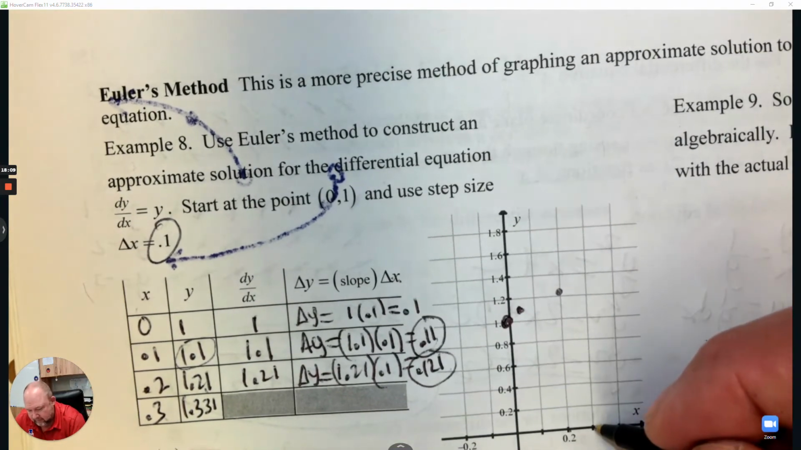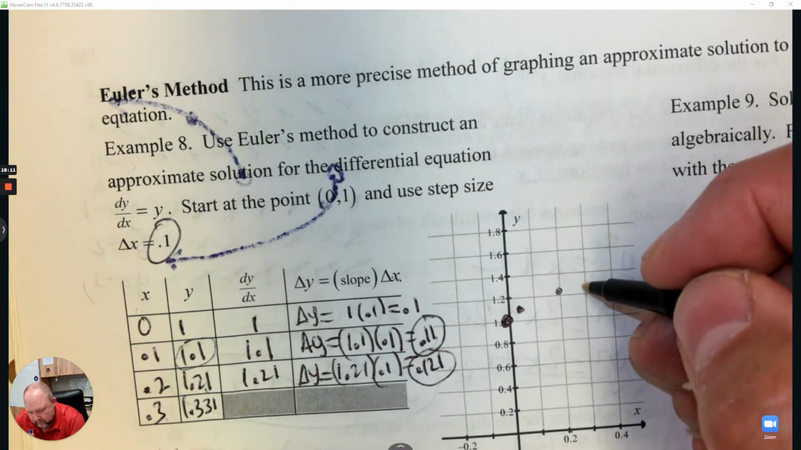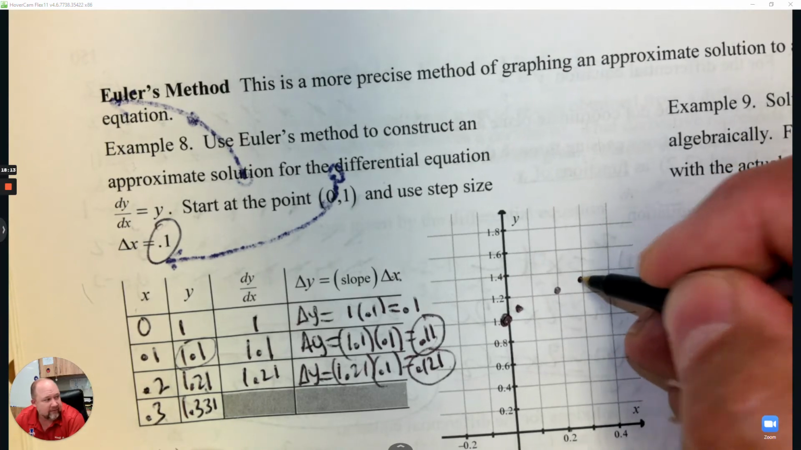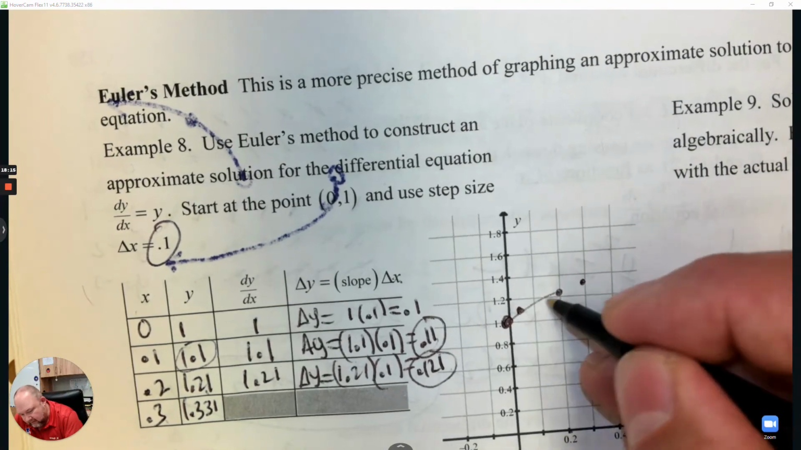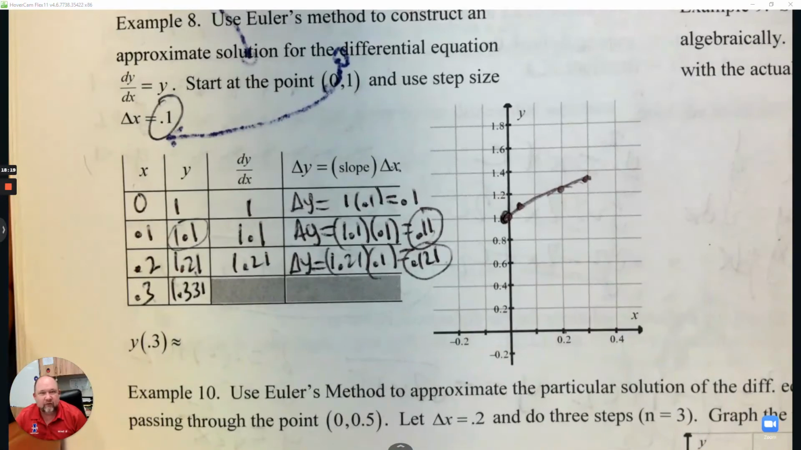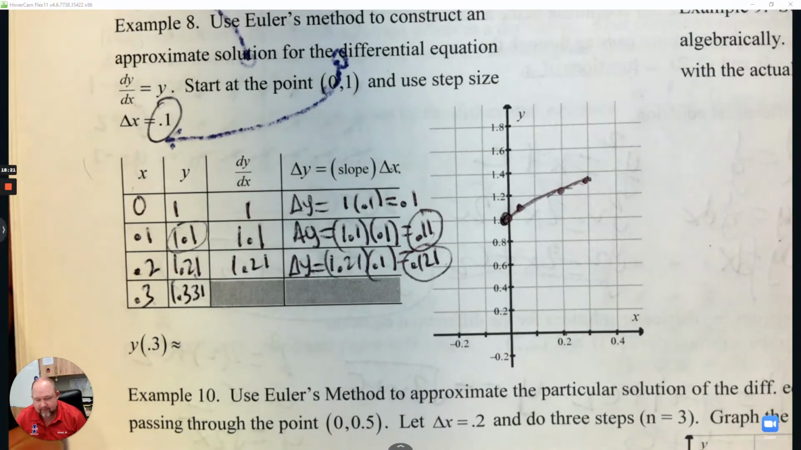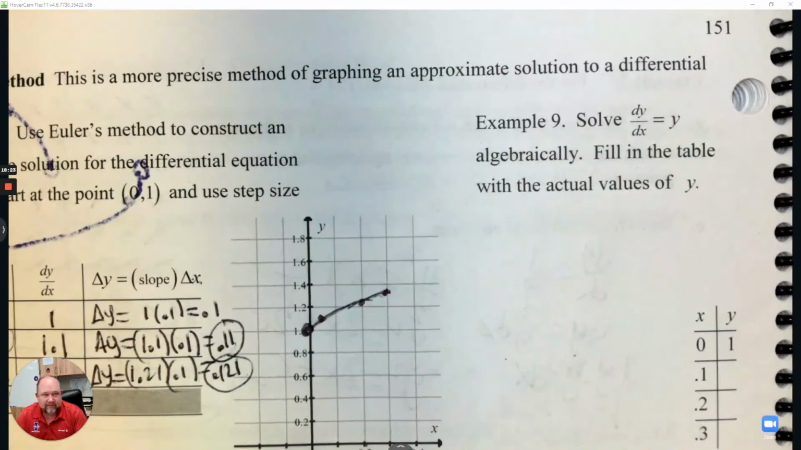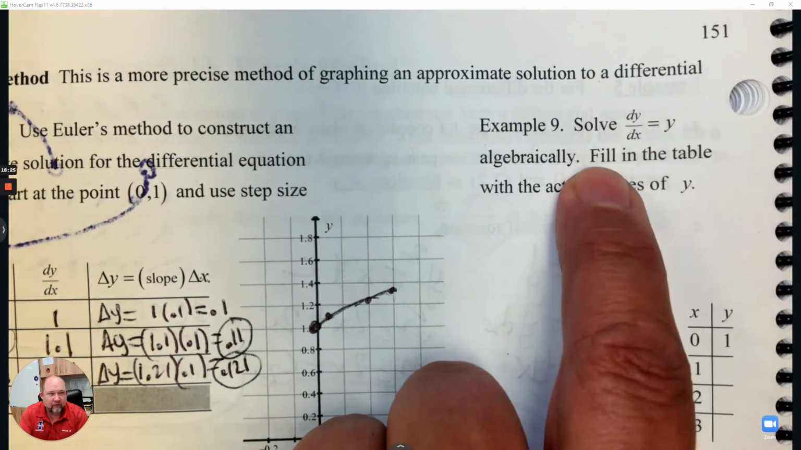And then find 0.3 and 1.331. There it is. And then you can draw, and that's another way to do a solution. That's called Euler's method. In example number 9, dy/dx equals y, solve it algebraically.